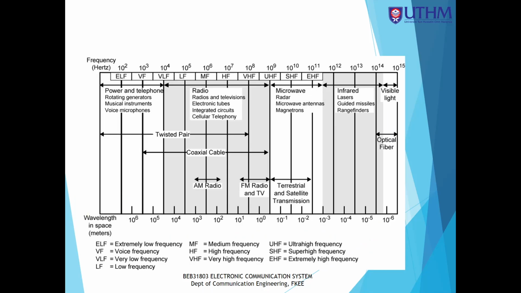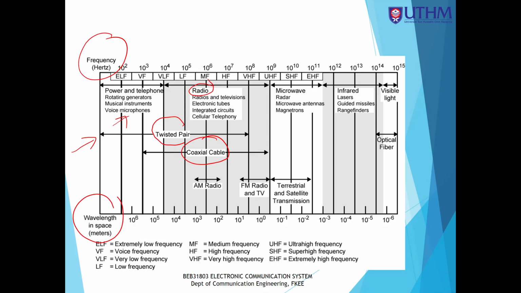So this graph explains the relationship between the frequency, the wavelength, and the applications of the wave. For example, ELF, VF, and VLF we use in the telephone system, which includes the twisted pair cable. And then medium frequency until VHF are normally what we call the radio frequencies. And here we can also use the coaxial cable. So coaxial cable involves these kinds of frequencies.